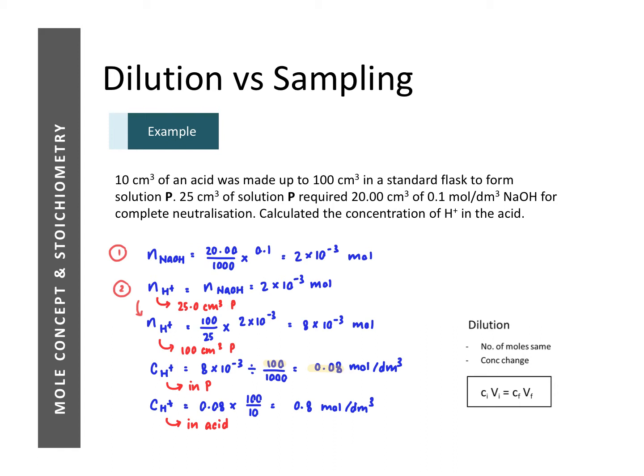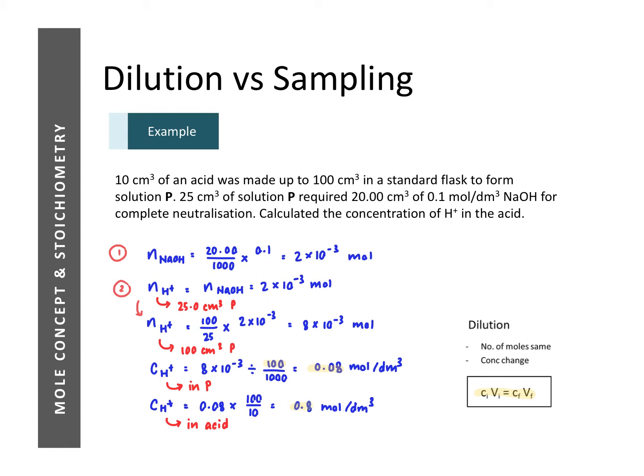Okay, so how do we find the concentration of H+ in the original 10 cm³ of acid? We make use of this equation over here. Given the final concentration of acid, the final volume and the initial volume, we can find the initial concentration, which is just 0.8.